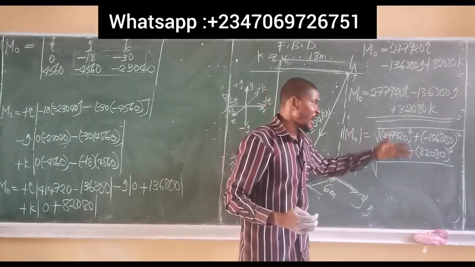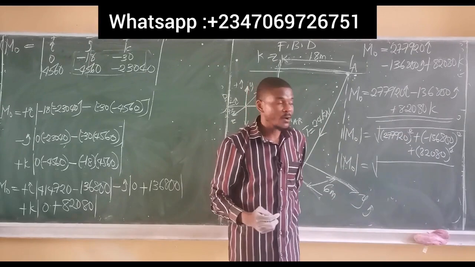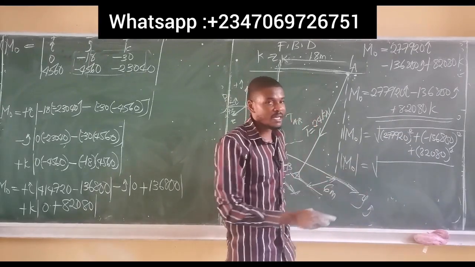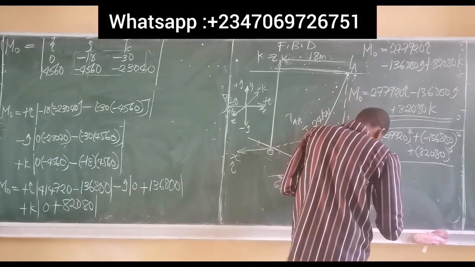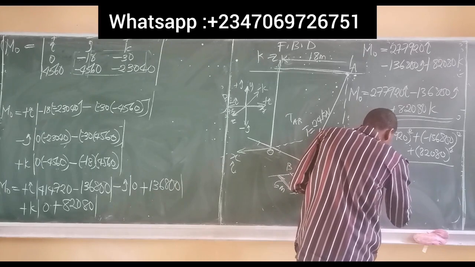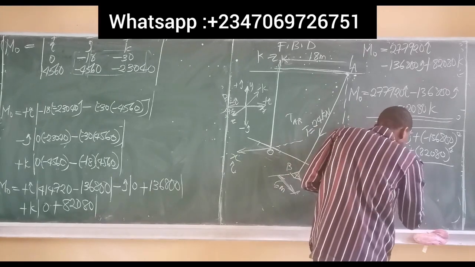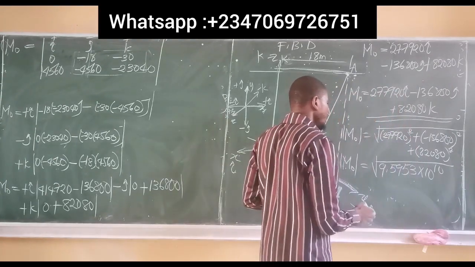Put it down, and of course the other values and their squares, put them down, then you sum them up. But I'm going to be punching all together because the values are too large. All right, so this gives me 9.5953 by 10 to the power of 10. That's to tell you how large the value is.